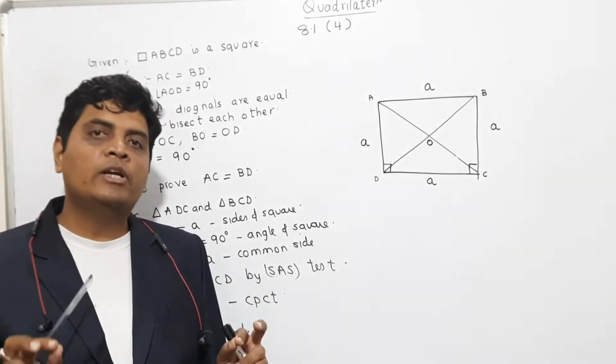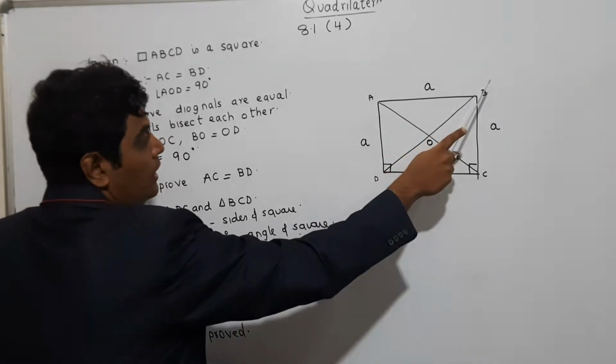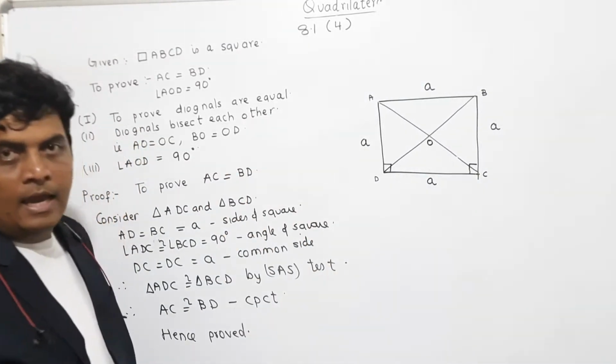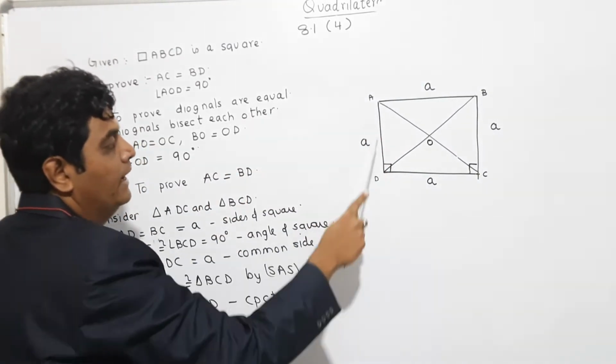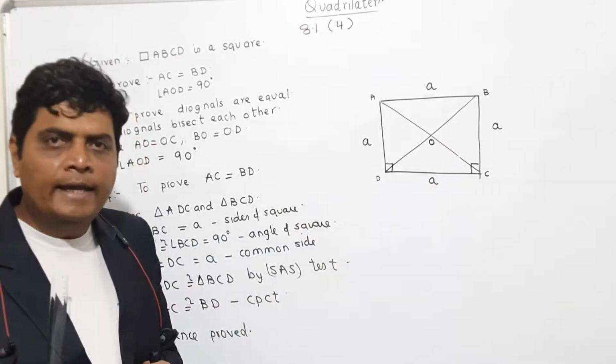Now what are the main properties of a square? All the sides are equal. So I can say AB is equal to BC is equal to CD is equal to DA. And all angles are 90 degrees. So angle ADC is equal to angle BCD is equal to 90 degrees. This property I can take.